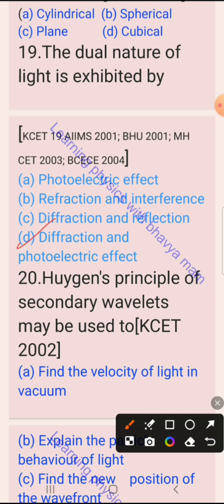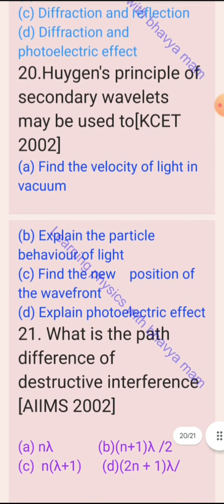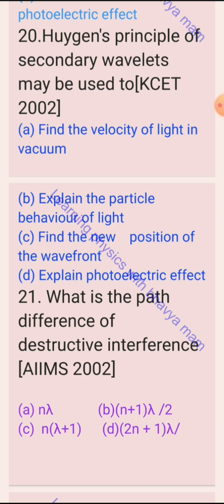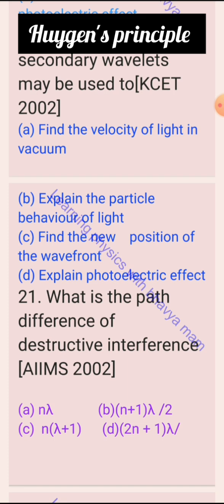Next one, Huygens principle of secondary wavelets may be used to. You can see here this question was asked in CET 2002. Huygens principle of secondary wavelets may be used to. So what is the use of secondary wavelets? If you know the principle of Huygens thoroughly, you know this answer, right? So what is the use of secondary wavelets?